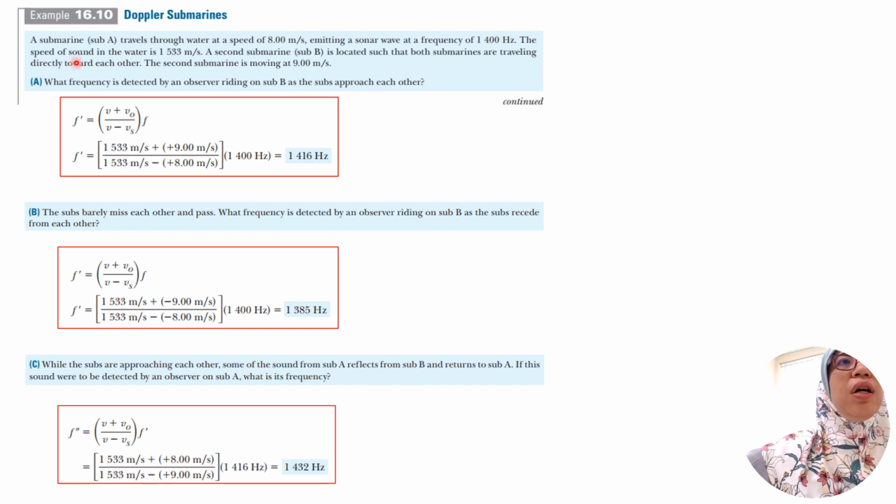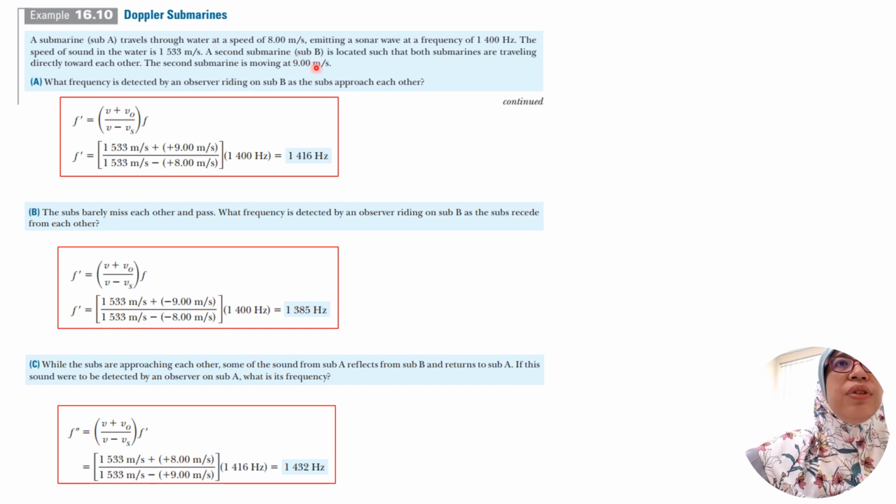Now the speed of the sound in the water is 1533. So this 1533 is the speed of sound in water, not in air. Since the sound travels in the water, the V over here without any subscripts is 1533. So if the question is occurring in the air, then it should be making use of the speed of sound in the air. Alright, V is speed of sound.